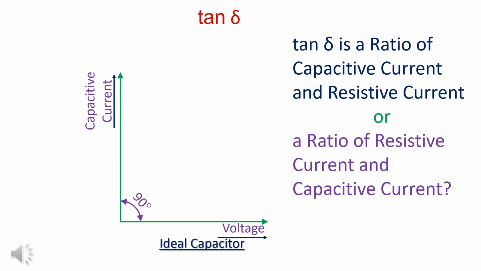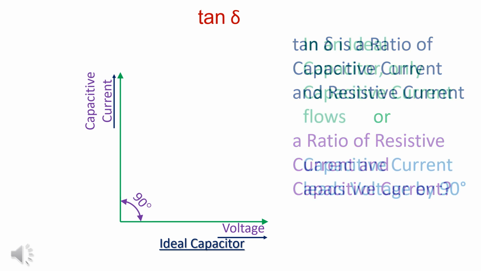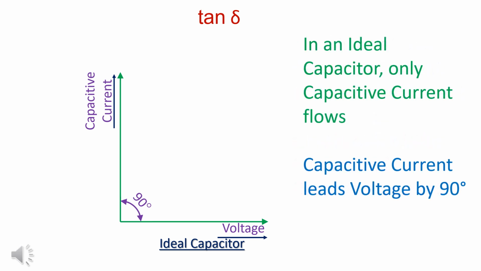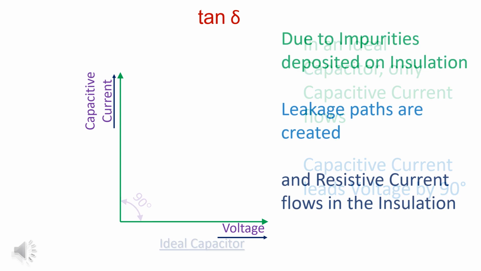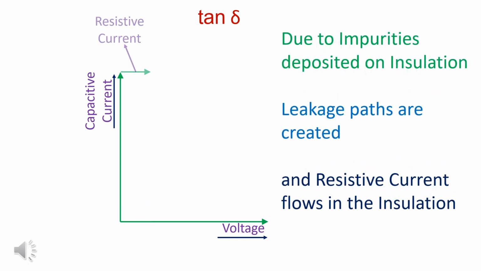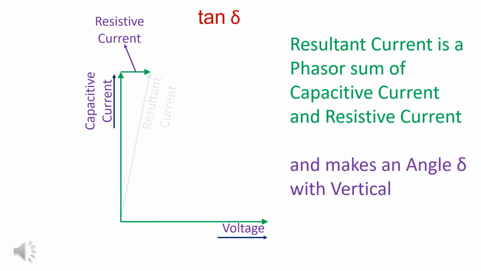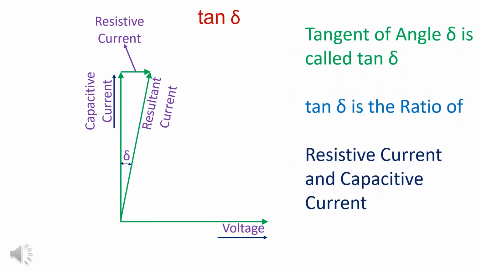Tangent delta is a ratio of capacitive current and resistive current, or a ratio of resistive current and capacitive current? Only capacitive current flows in an ideal capacitor. It leads voltage by 90 degrees. Due to impurities, resistive current also flows in the insulation. The resultant current makes an angle delta with the vertical. Tangent of delta is called tan delta. Tan delta is a ratio of resistive current and capacitive current.